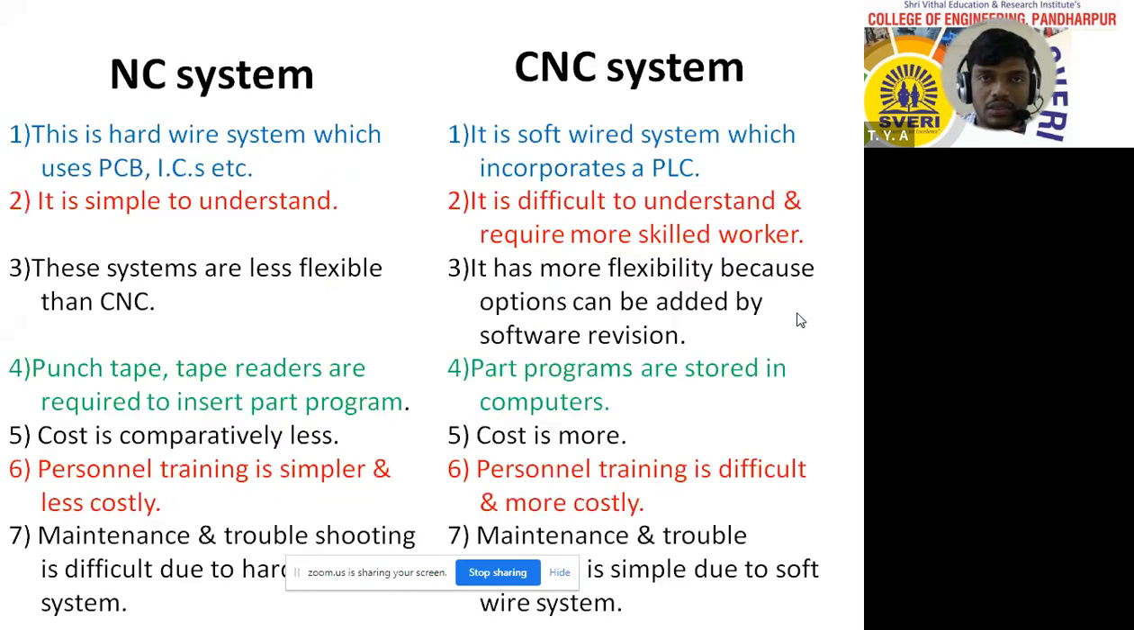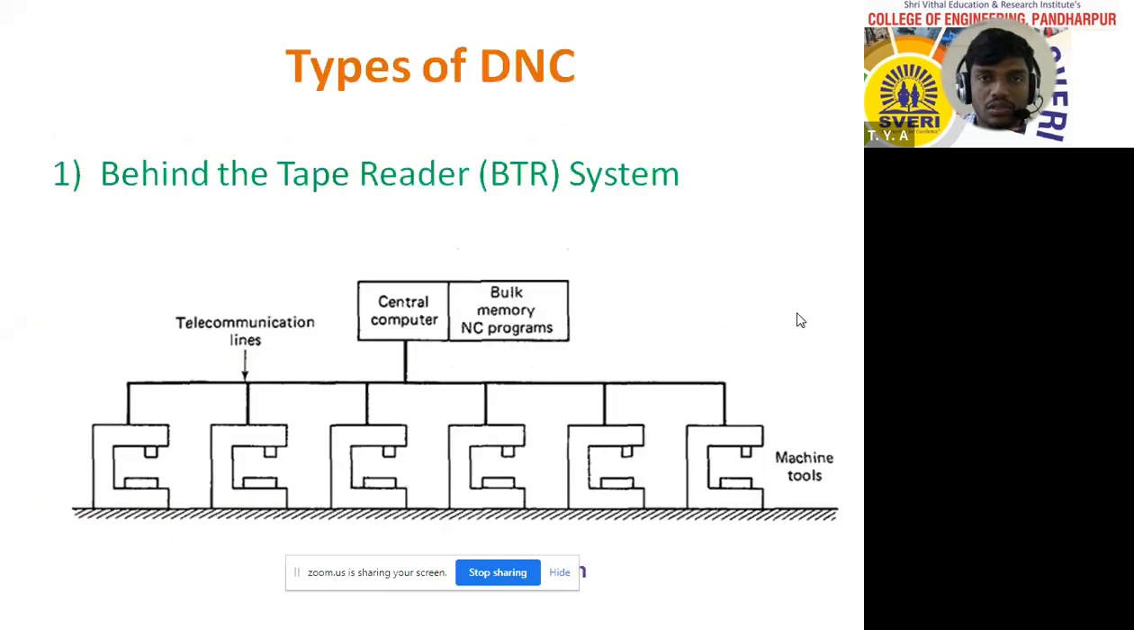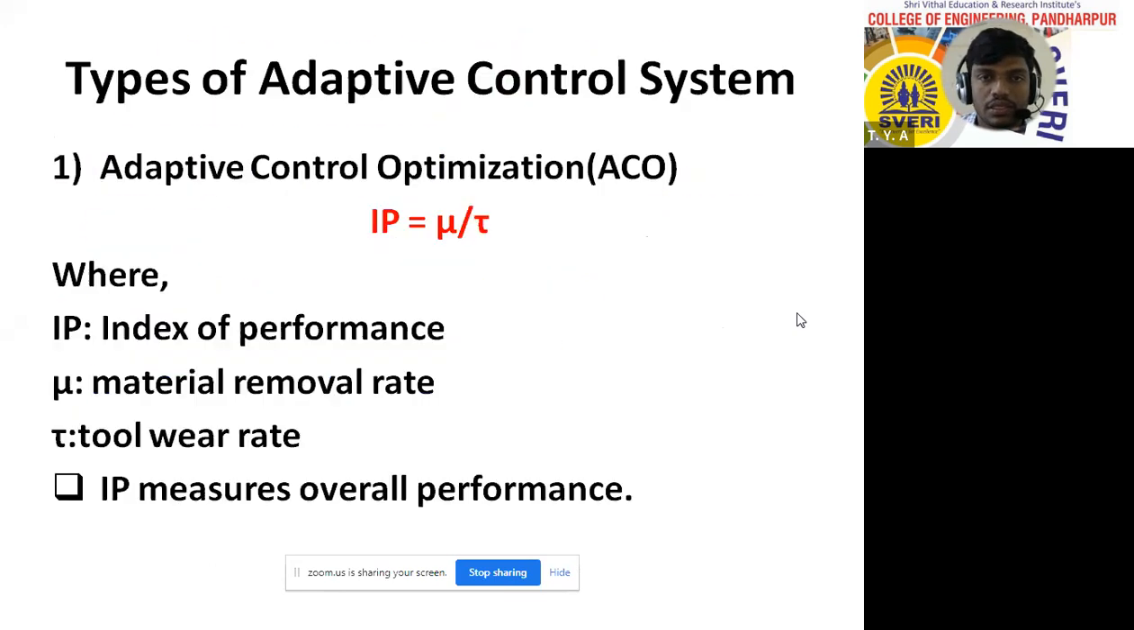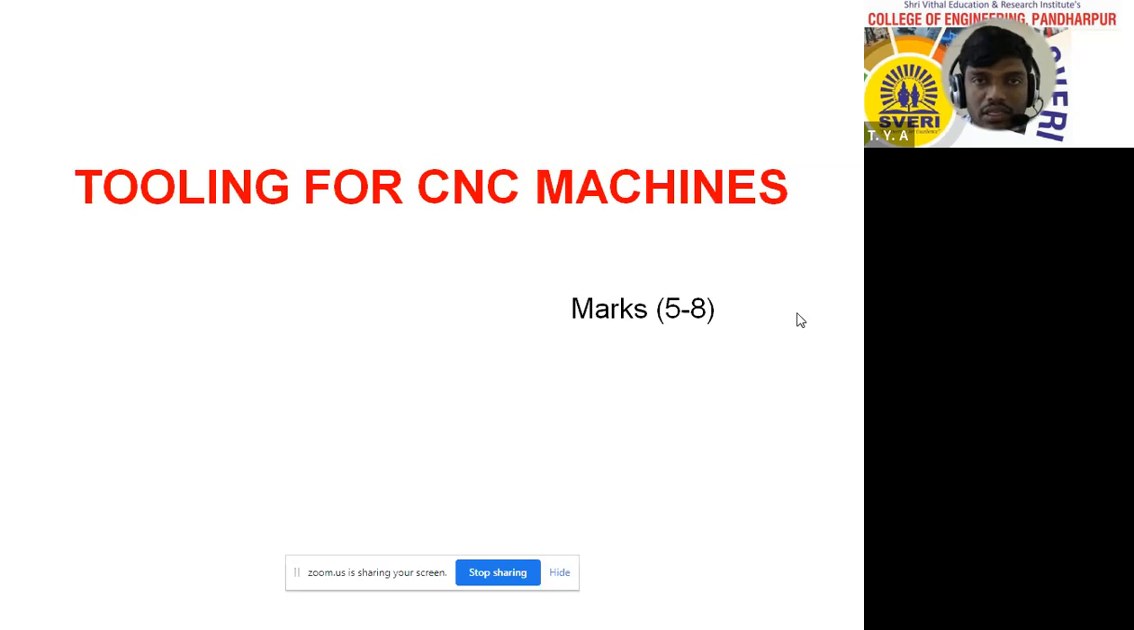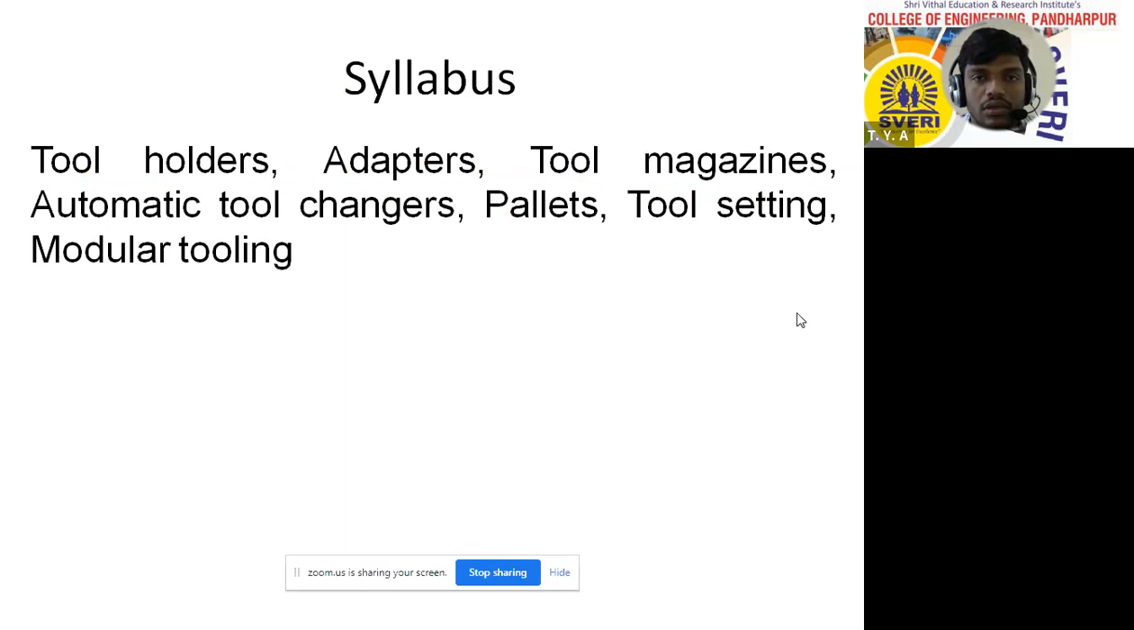The remaining part is the CNC tool holders. Today we will see how important CNC tool holders are for any CNC machine. So first there is the syllabus: tool holders, then adapters, then tool magazines, automatic tool changers, palettes, tool setting, and modular tooling. Basically you should know the importance of the tool holders and how tool holders work in CNC machines.